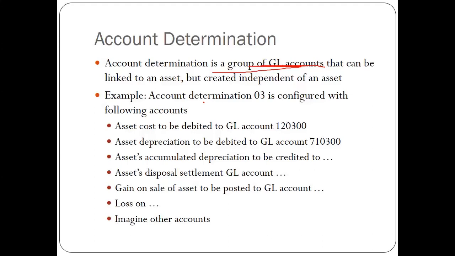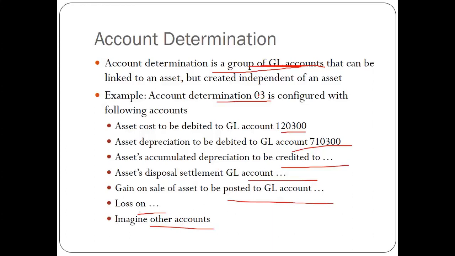So for example, account determination number 03 is configured with the following accounts. Whatever asset it links, the asset will be debited to GL account number this, for example. Its depreciation will be debited to GL account number this. Its accumulated depreciation will be credited to GL account number this. Its disposal settlement will be debited or credited to this account. Its gain or loss will be debited to this account, its loss is debited to this account, and some other accounts can be there. So account determination number 3 actually lists all the accounts which need to be debited or credited at different instances, and then it will be linked to an asset.